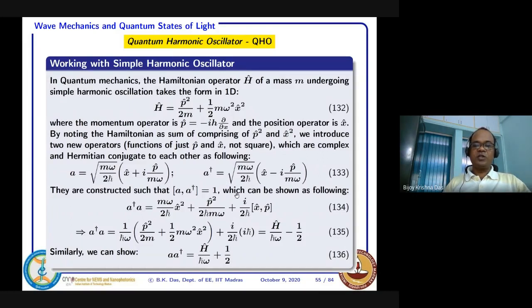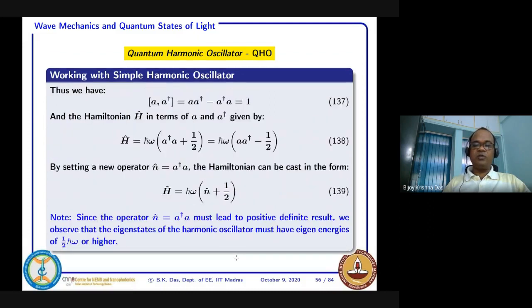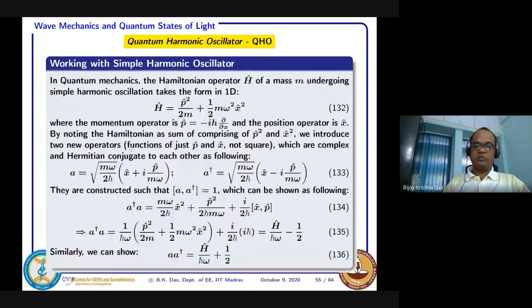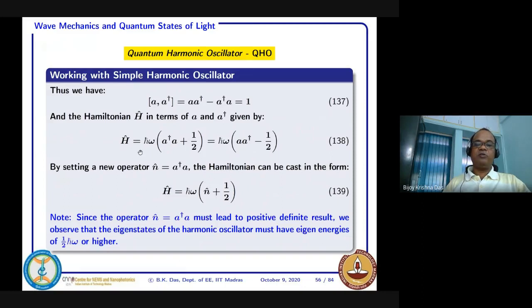We have introduced them like this, such that we get A dagger A equal to this one and A A dagger equal to this one. If we use that directly here, from the previous equations 135 and 136, we can find the Hamiltonian operator in terms of A dagger A and in terms of A A dagger, and we get the same Hamiltonian operator. Along with that, this equation. We'll come back to equation 139 a little while later.